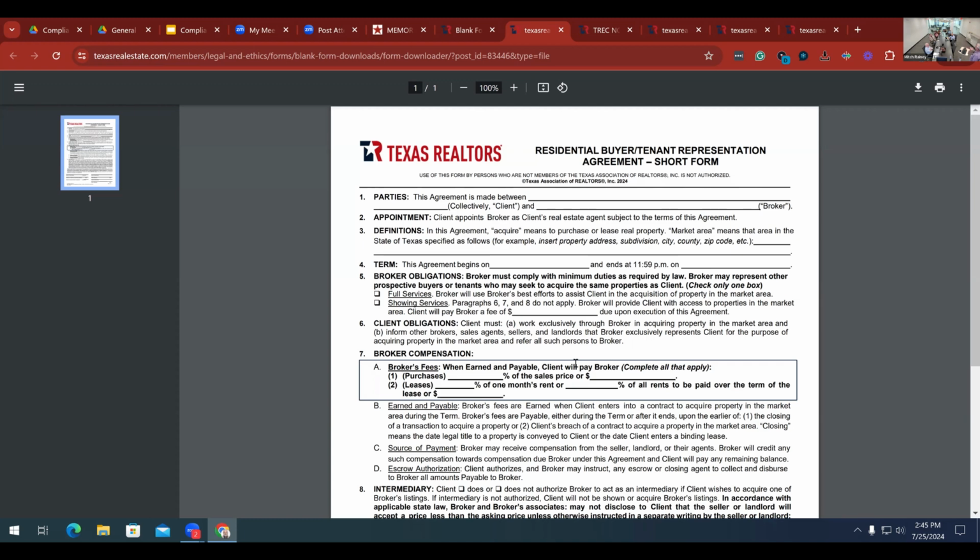You see that? The buyer's representation agreement and the listing agreement, who owns those? The broker owns them, and you're an associate of the broker, so you're a representative of the broker. You don't have to do multiple buyer's representation agreements. They're covered through your original agreement, unless it's outside the market area.